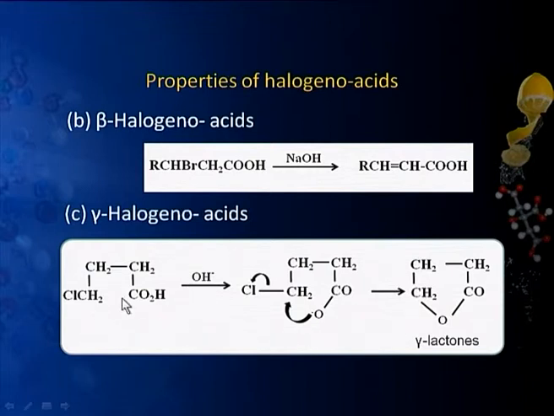What happens here is that in the presence of alkali this carboxyl gets ionized and this negatively charged oxygen acts as a nucleophile, attacks this carbon and the halogen gets substituted here, and we get a 5-membered cyclic ester which is known as a gamma lactone. Similarly, halogen acids which have halogens after this, that is at the delta position or other positions, may also give some cyclic esters, or otherwise they simply get substituted by the OH group as simple alkyl halides.